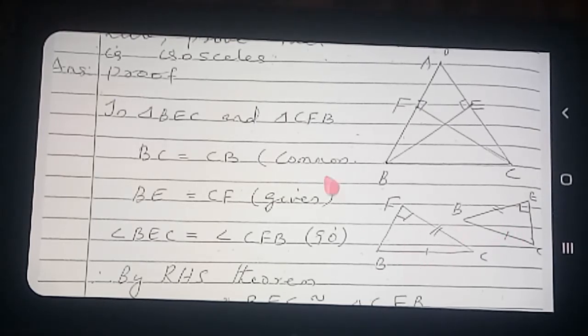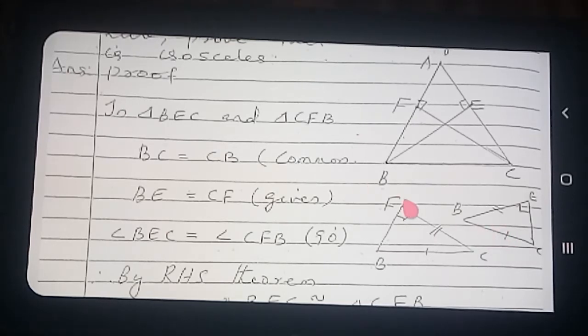What about BC? Here you see BC. Here the corresponding side is CB. What about BC and CB in these two different triangles? It is a common side of the triangles. BC and CB is common, so we can say BC and CB are equal. I marked them with the same symbol.